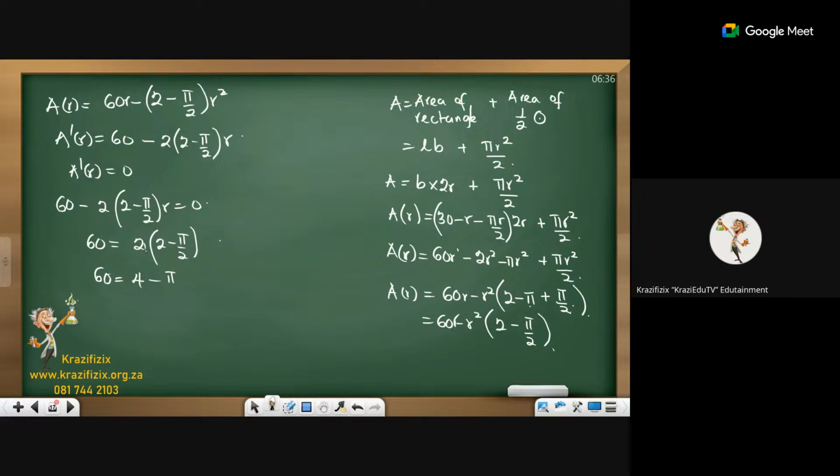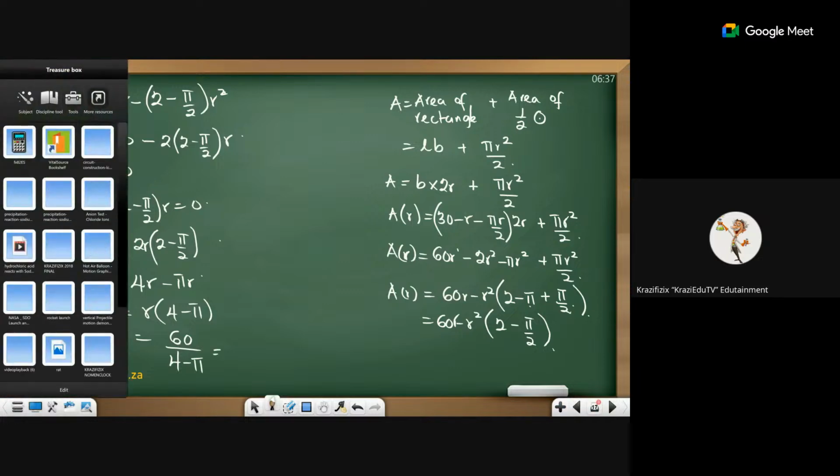Right. We now have r multiplied by 2 would give us 4r. R multiplied by pi over 2, the 2 would be that. Now, what is common? Can we then find r? R is 60 over the bracket, and your calculator can handle that.